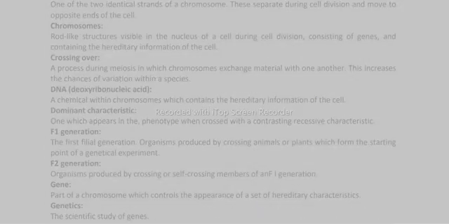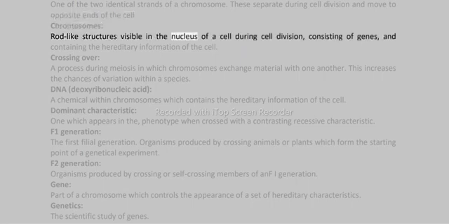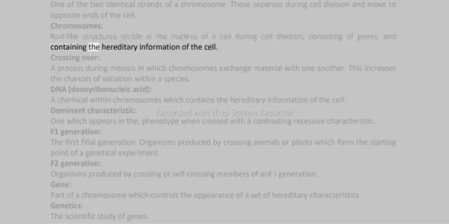Chromatid, one of the two identical strands of a chromosome. These separate during cell division and move to opposite ends of the cell. Chromosomes, rod-like structures visible in the nucleus of a cell during cell division, consisting of genes, and containing the hereditary information of the cell.